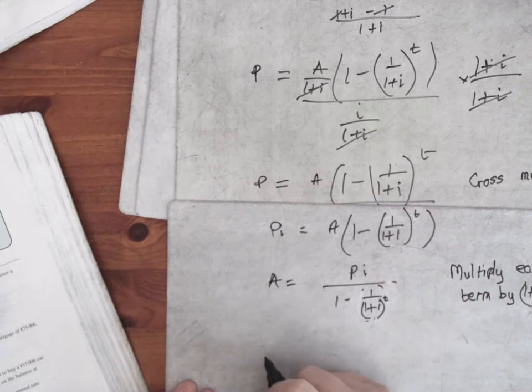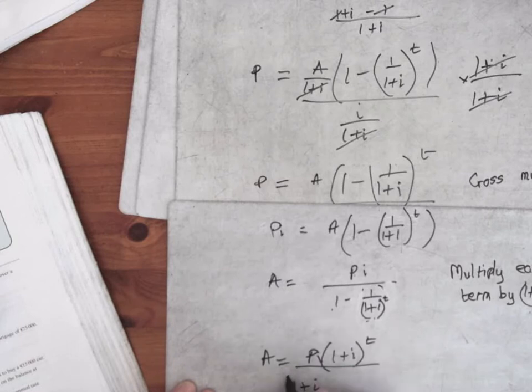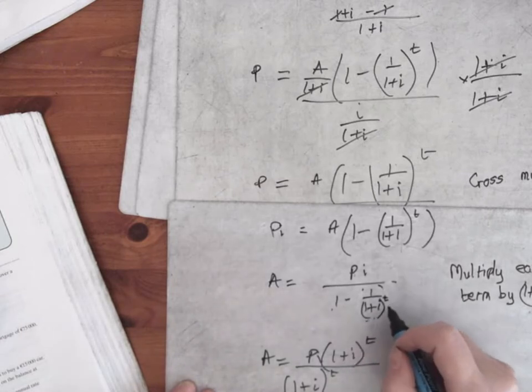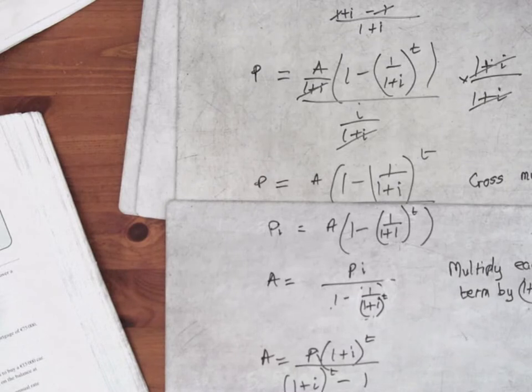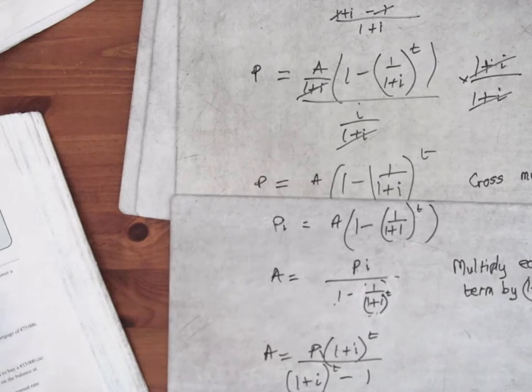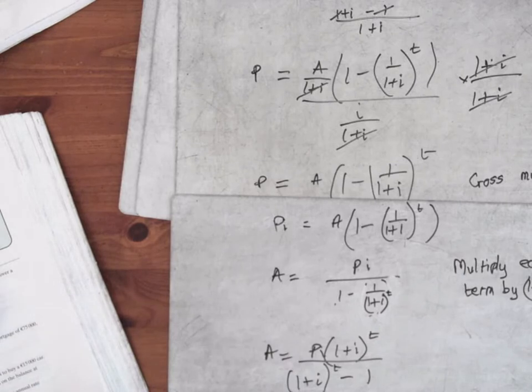So that means A is equal to Pi times 1 plus I to the power of T. Multiply that by 1 plus I to the power of T, and multiply this one by 1 plus I to the power of T, and it'll cancel and you'll just get minus 1. And that's it done. That's the formula the way it is in the first one. The only difference is the P is out at the front, but that's the exact same thing.